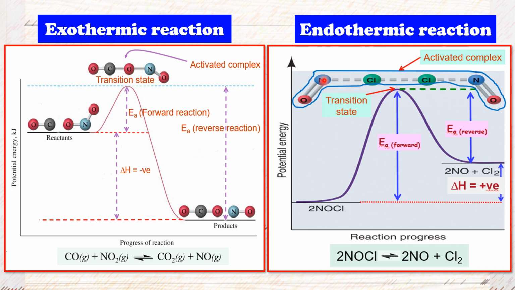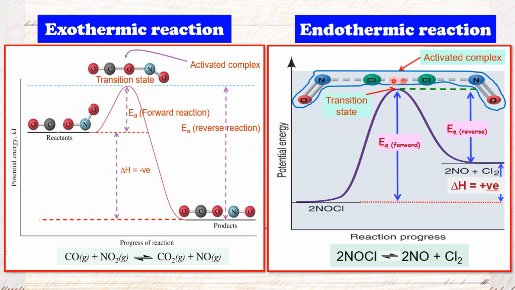Alright, so we have NOCl, and we want to produce NO and Cl2, so 2NO plus Cl2. Meaning that it involves bond breaking, and at the same time it will form bonds. So here is the bond making.